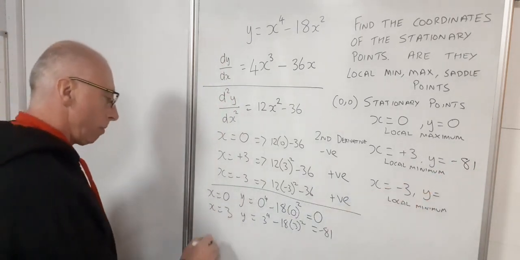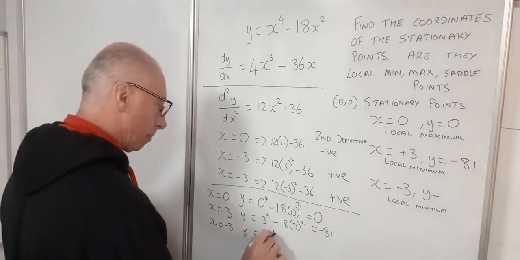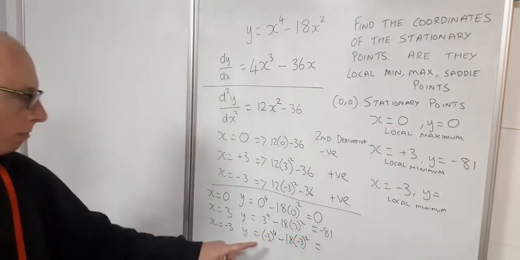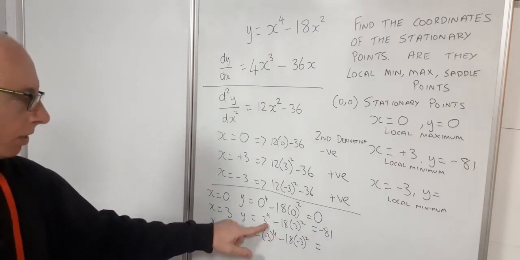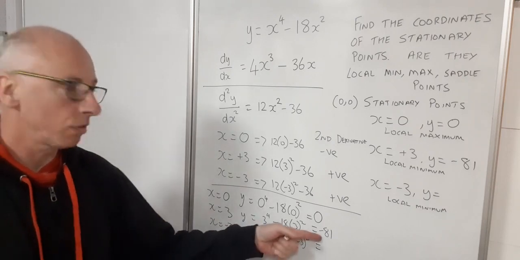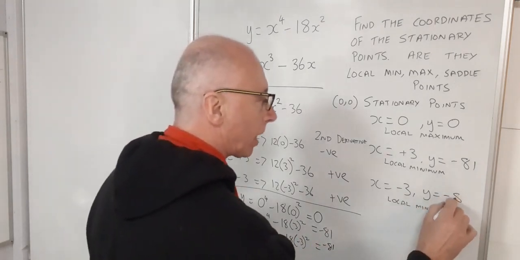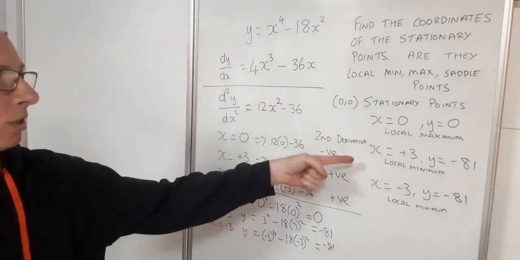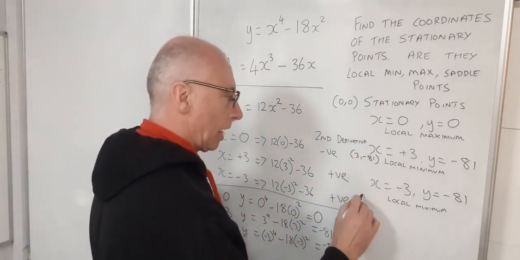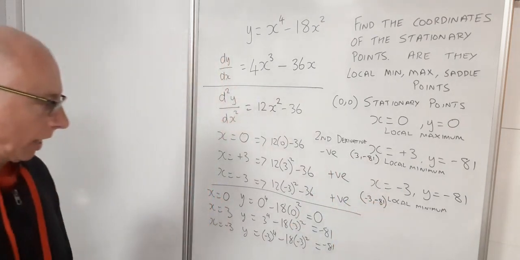Now what happens at x equals minus 3? Y equals minus 3 to the power of 4 minus 18 times minus 3 squared. Well, minus 3 to the power of 4 is the same as 3 to the power of 4. And minus 3 squared and 3 squared are the same value. So that's going to yield the same value here. So that's minus 81. So here y equals minus 81 as well. So the coordinates of this stationary point here will be at (3, minus 81). And this one will be at (minus 3, minus 81). Okay, and that's a good place to stop.